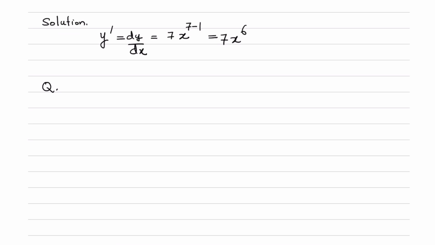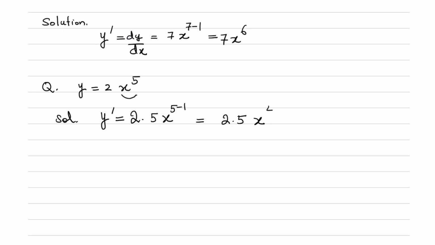Let's attempt another question. You have y is equal to 2x to power 5. So to find the solution, you find y dash, you keep 2 on the side, and apply the power rule on x to power 5. 5 comes on the side, x to power 5 minus 1. You simplify 2 into 5, x to power 4 gives you 10x to power 4.